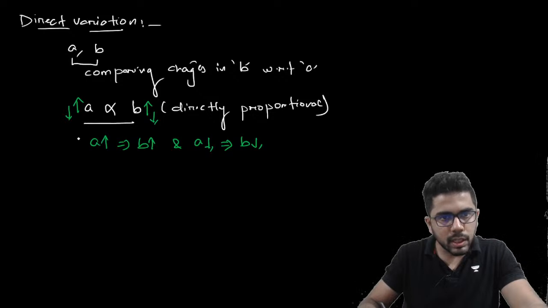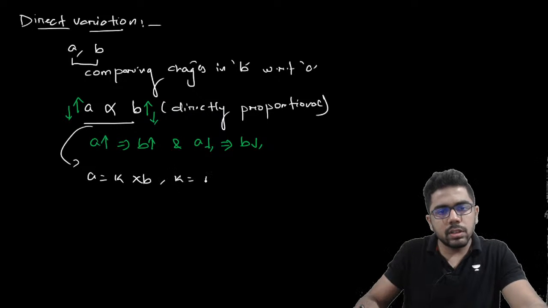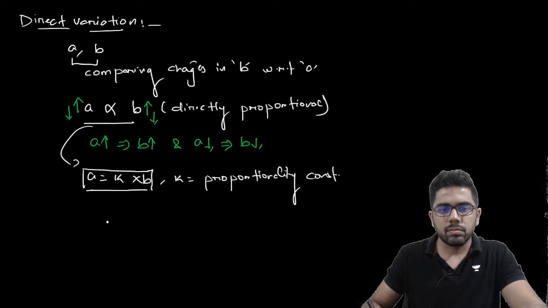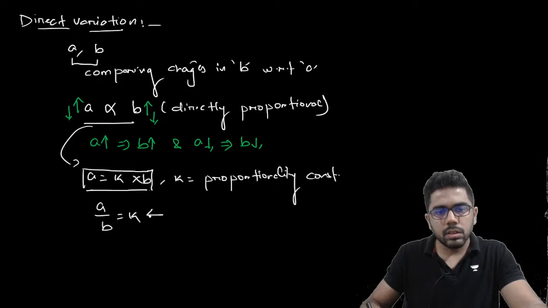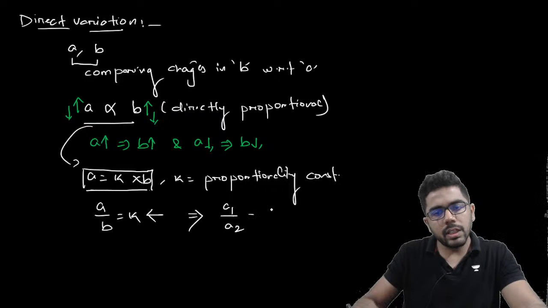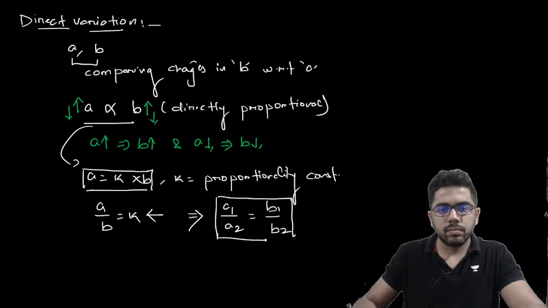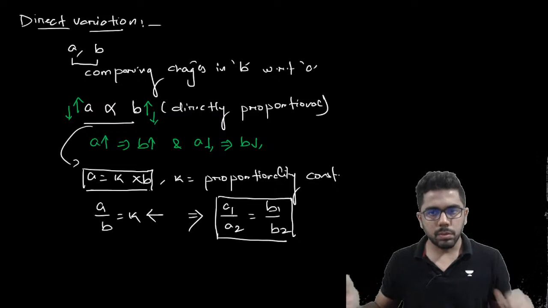And simple terms में we can write it as A is equal to K into B, where K is called as the proportionality constant. So I can write A by B is equal to constant in that case. This implies, this is another way of looking at it, A1 by A2 is equal to B1 by B2. I can write this also. The normal result of direct variation, A1 by A2 is equal to B1 by B2.